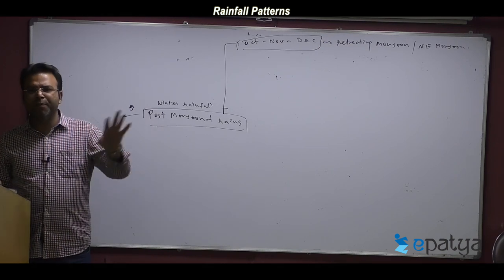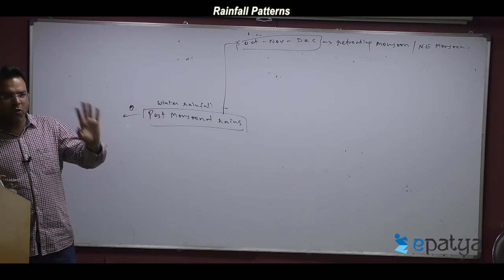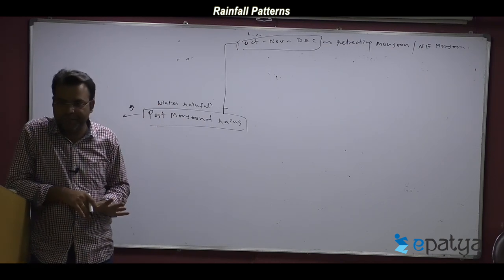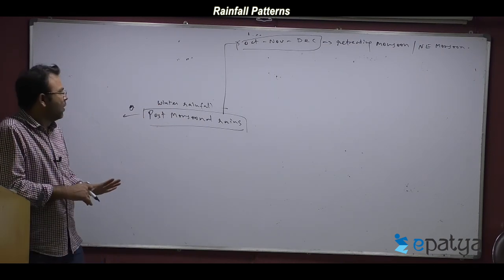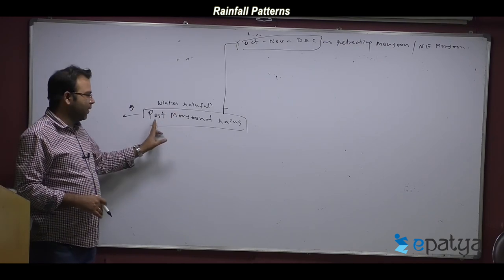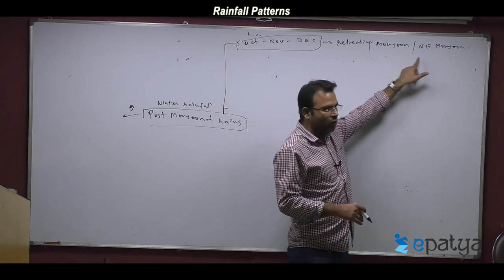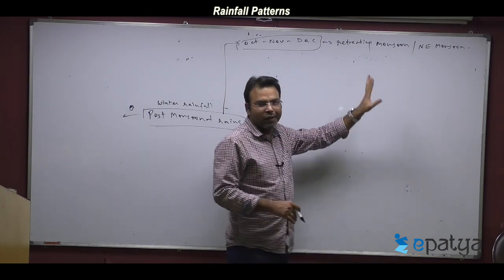you just leave the monsoonal rain and only talk about post-monsoonal rains in the country. So winter rainfall in the country is post-monsoonal. That means October, November and December, when the retreating monsoon or northeast monsoon is causing the rain.